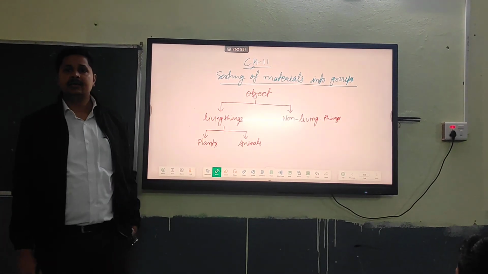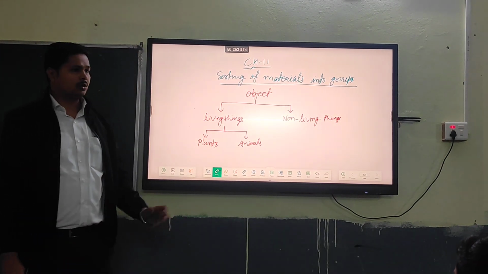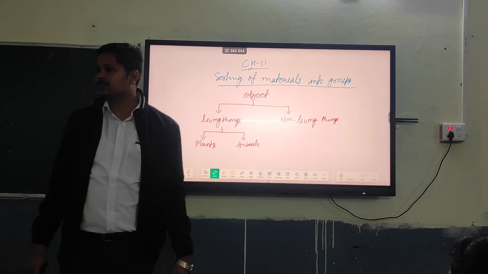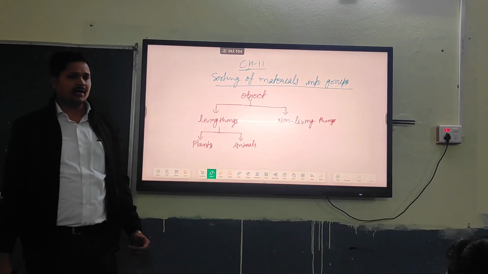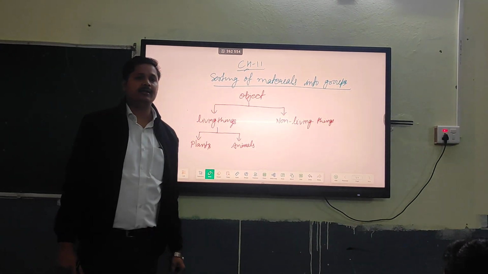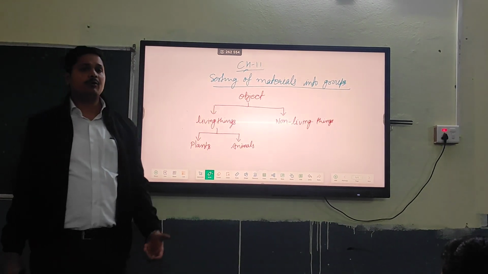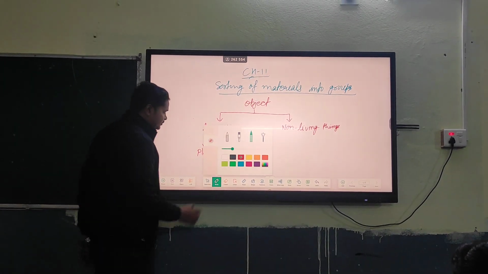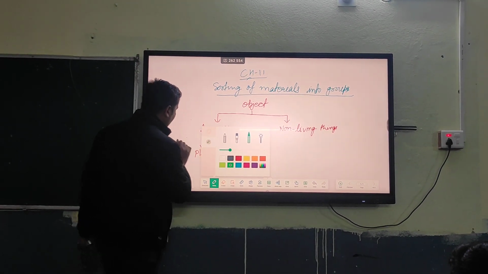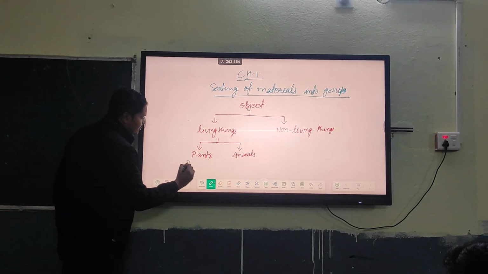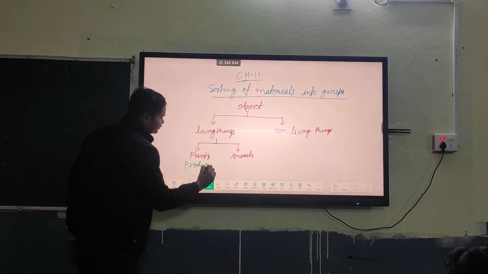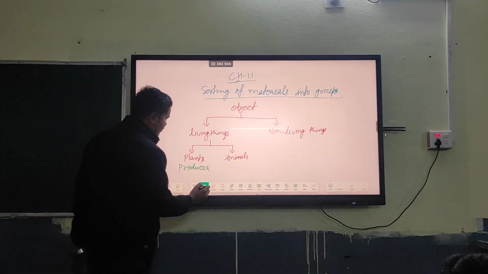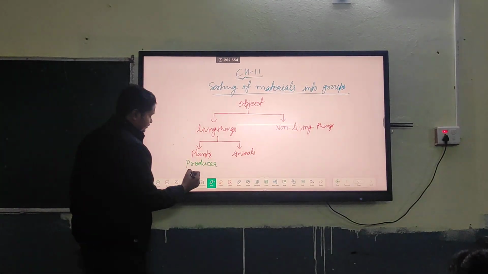Basically, we know that plants are producers and autotrophs because they prepare their own food with the help of the photosynthesis process. In this process, they need carbon dioxide, sunlight, and water, and with the help of chlorophyll, they prepare their own food. So we call it producer. Presence of chlorophyll.